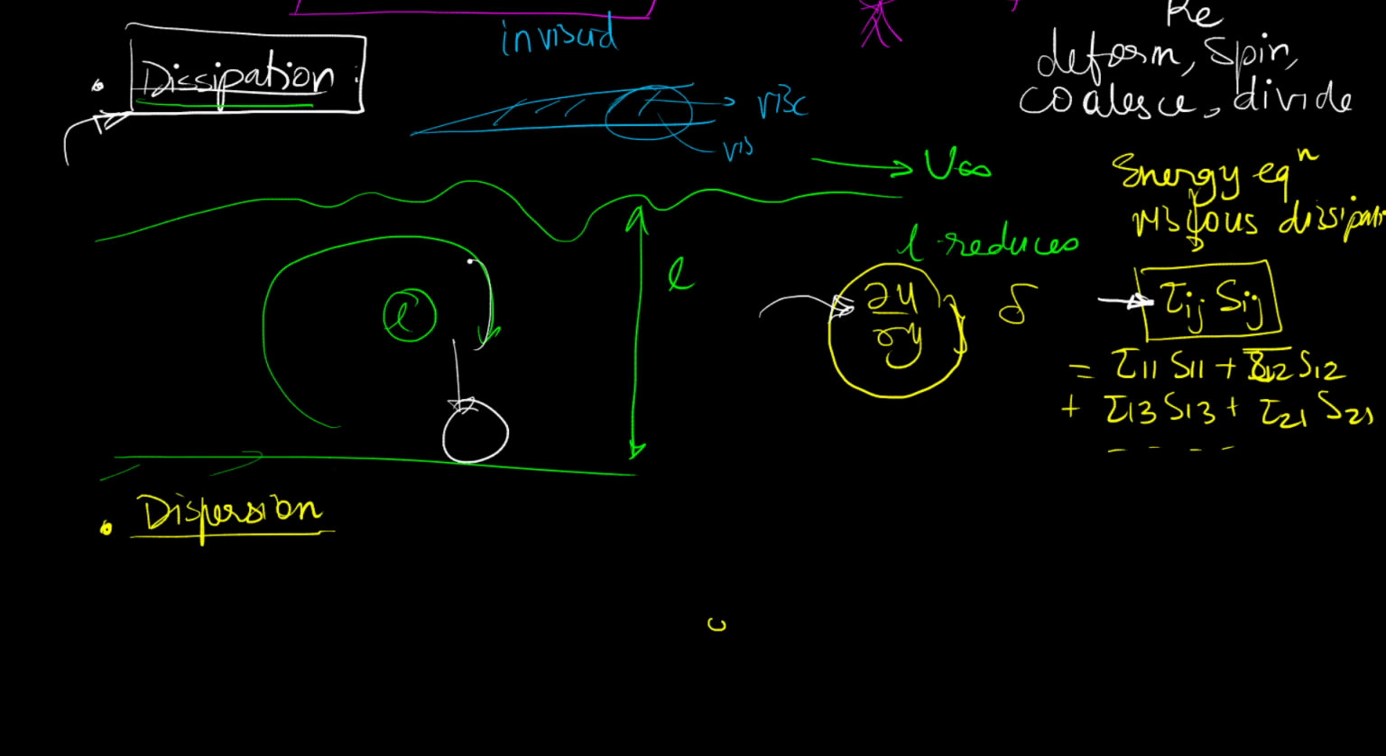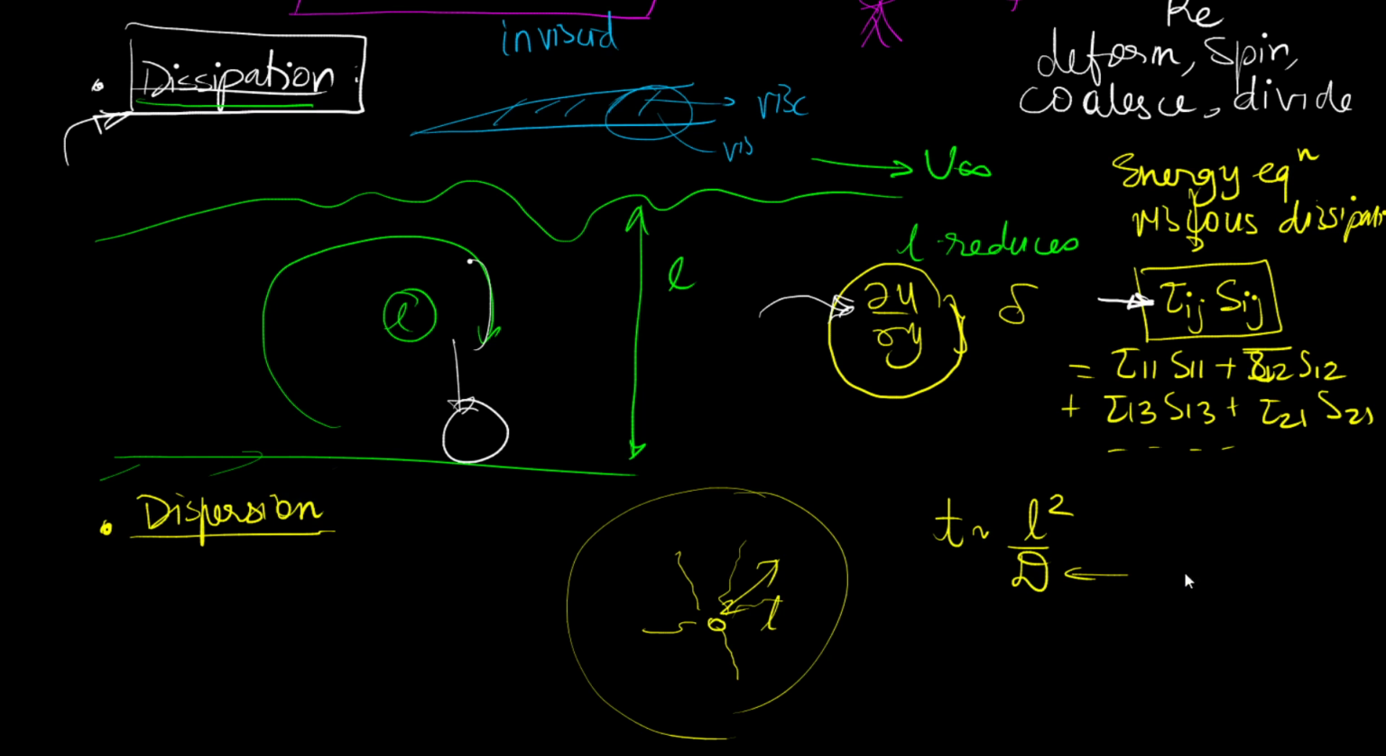So if you take a cup of water and let things diffuse, things will diffuse over a distance of L over a time L square by D, where D is the diffusion coefficient.